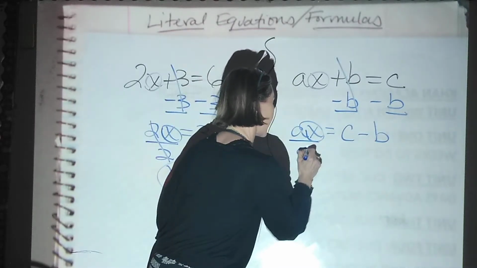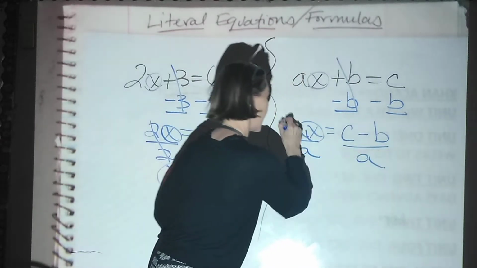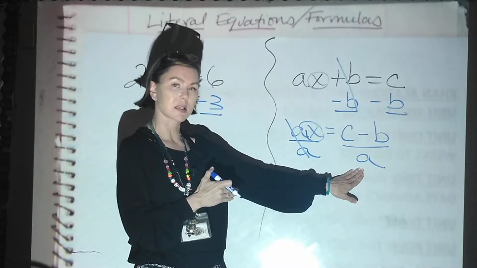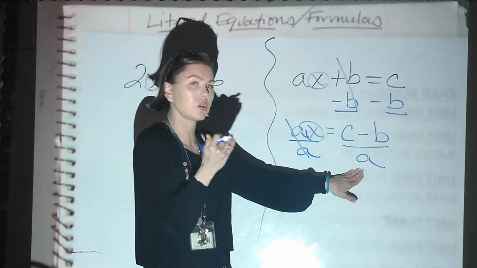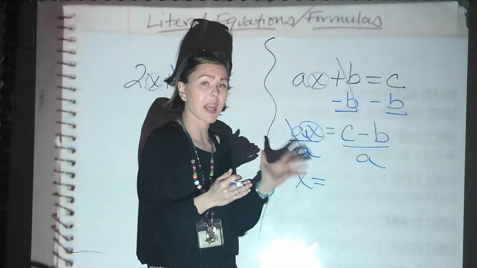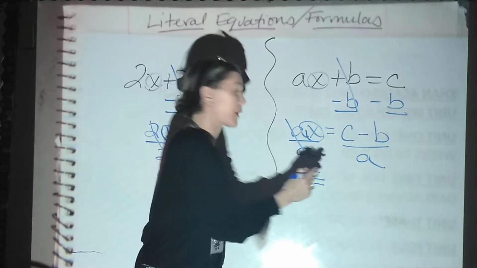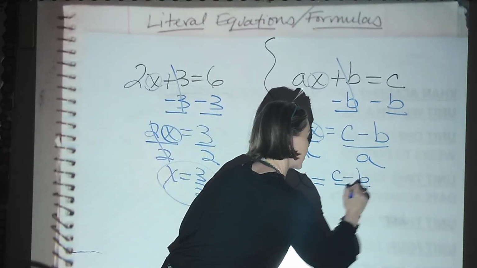So you're going to divide by a on both sides, and then we bring down our x, and then x is equal to exactly this. We can't actually do c minus b divided by a, so it stays exactly that. C minus b divided by a is our final answer.